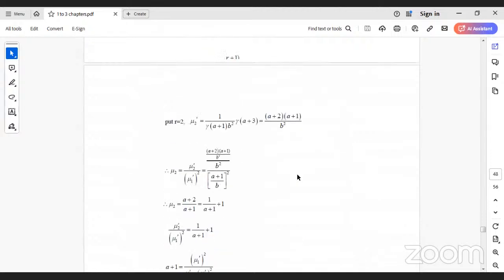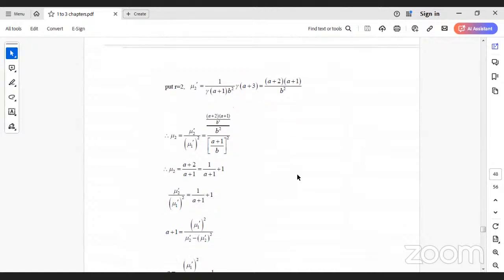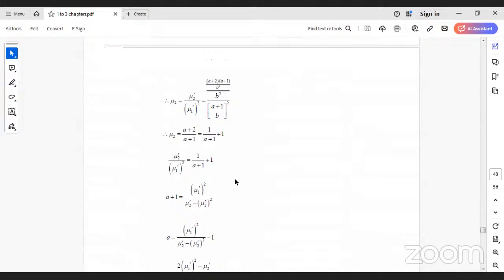Put r = 2: mu2' = 1 by gamma(a+1) times (1 by b square) gamma(a+3), that is (a+2)(a+1) by b square. So mu2' by (mu1') whole square = (a+2)(a+1) by b square divided by ((a+1) by b) whole square. So after the simplification, b square cancels, and we get (a+2) by (a+1), which is equal to 1 plus 1 by (a+1), taking the LCM here. So therefore mu2' by (mu1')^2 = 1 + 1 by (a+1).